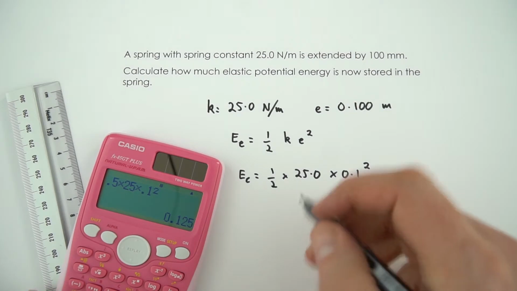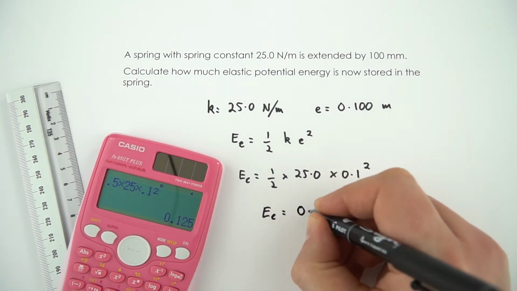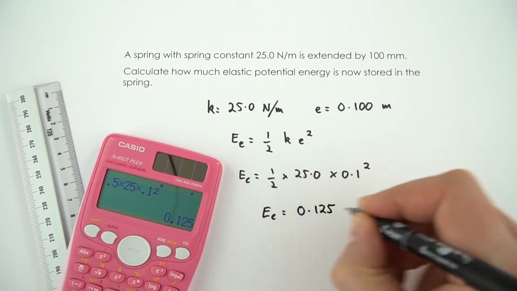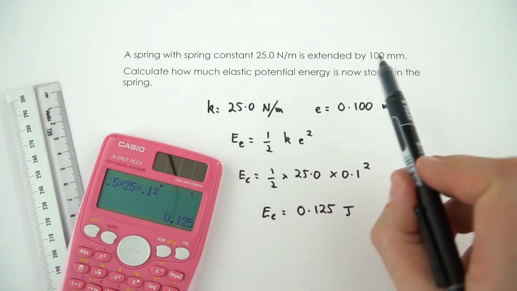And on my calculator, this gives then a value of the amount of energy stored as 0.125 joules. And again, I can give this to three significant figures like my raw data in the question.